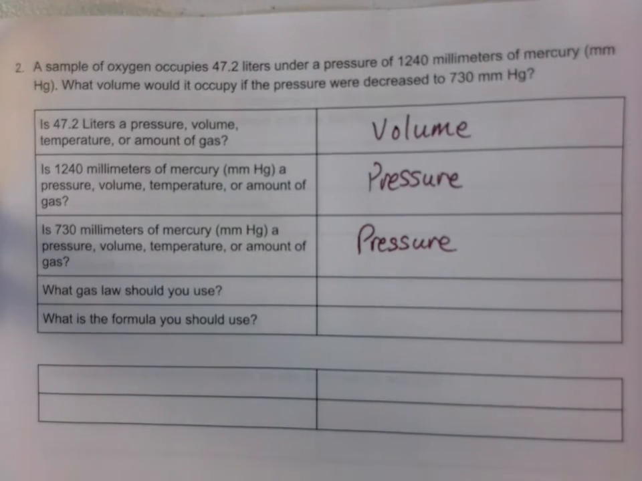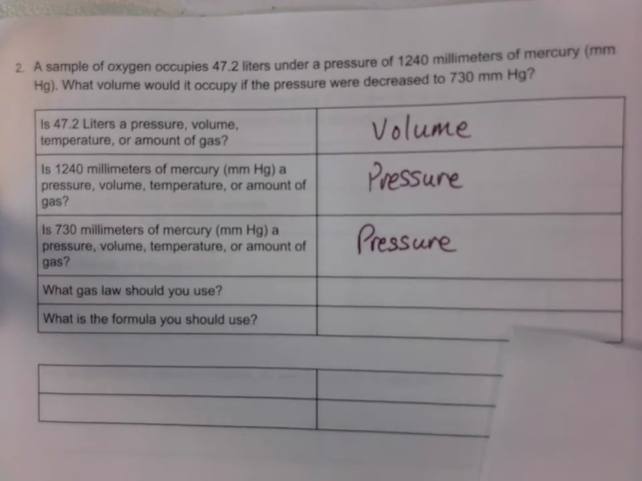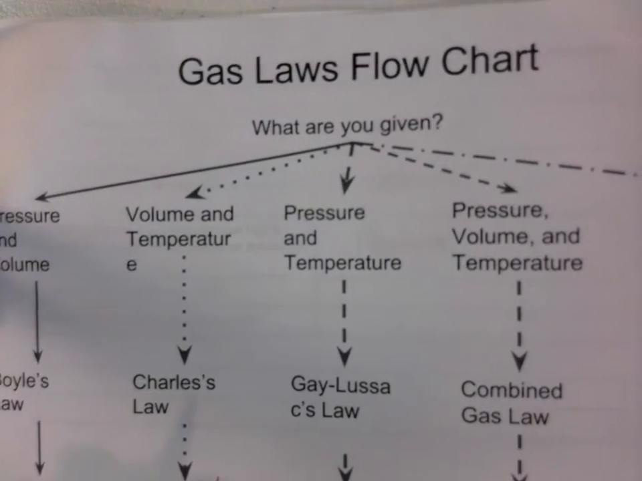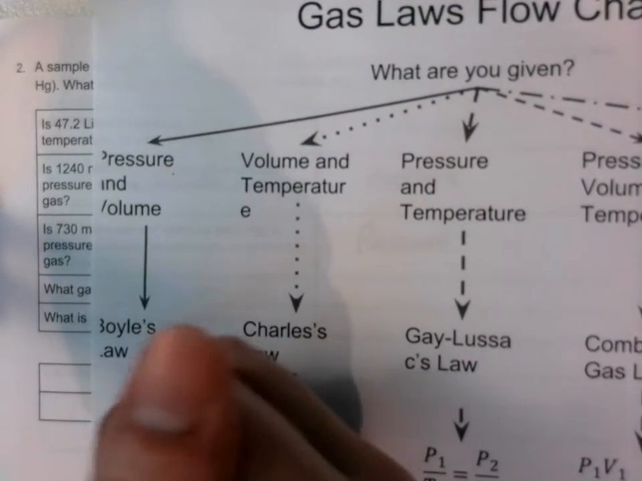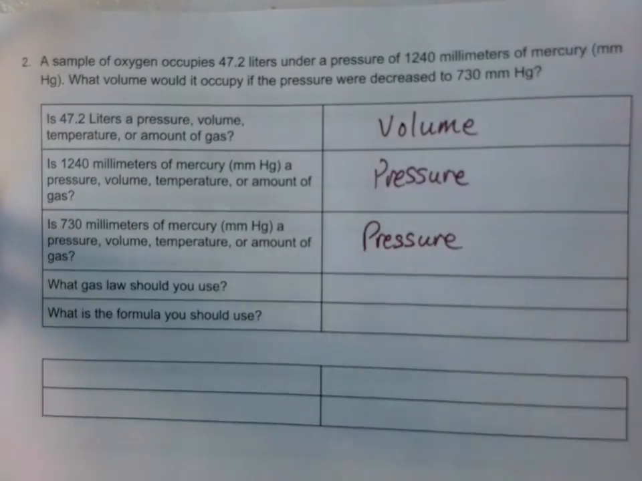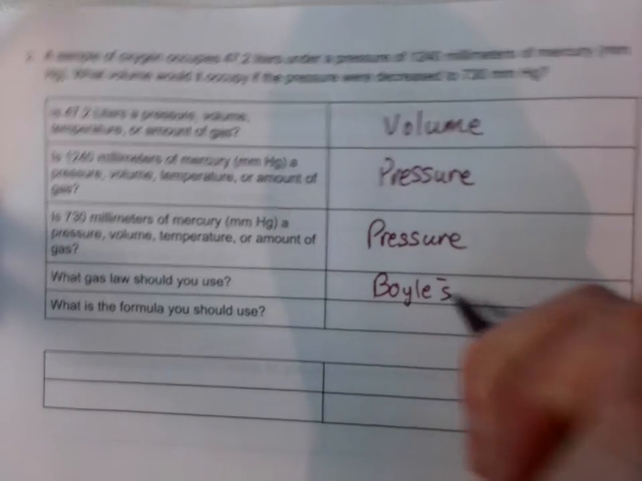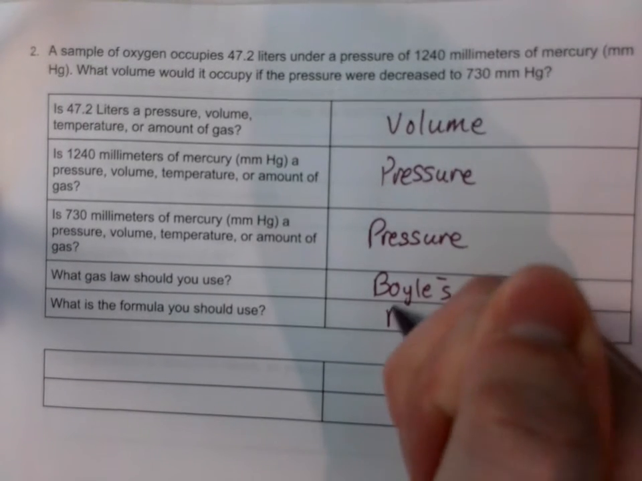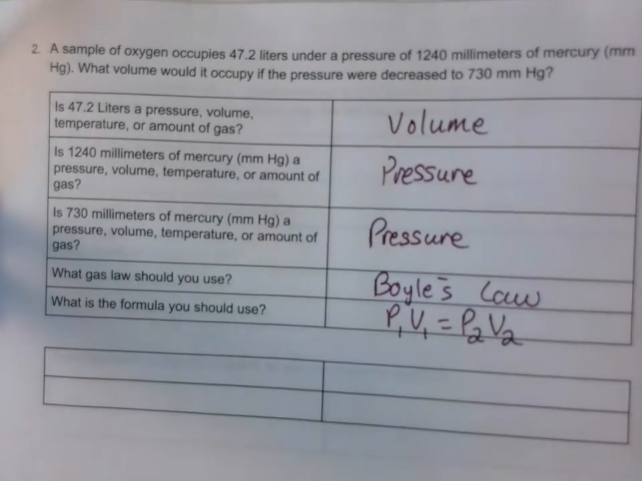Let's get out our handy dandy gas laws flowchart. We were given volume and pressure, so if we look here, it's pressure and volume. That's going to be Boyle's law, and it's P1 V1 equals P2 V2. So which gas law should I use? Boyle's law. And what is the formula? P1 V1 equals P2 V2.